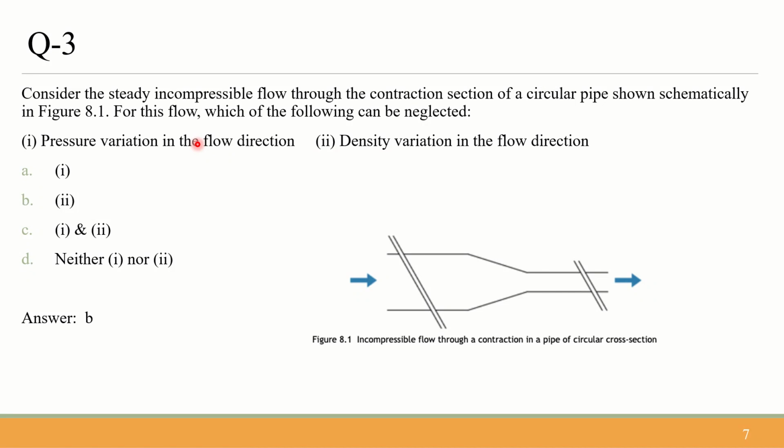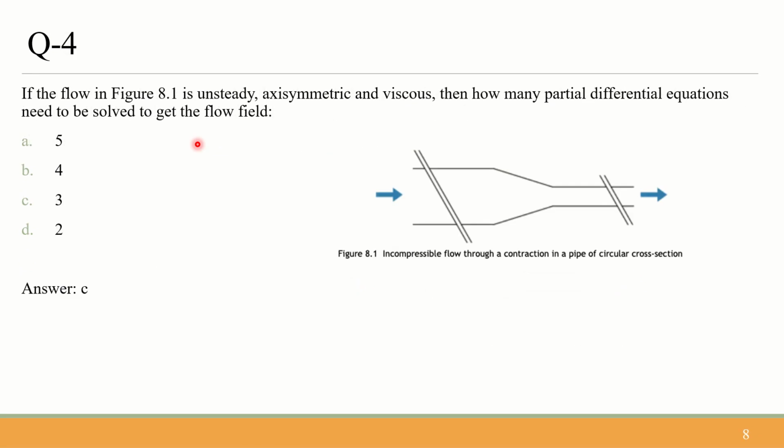Now let us move on to question 4. In question 4, it is asked that if the flow in figure 8.1 is unsteady, axisymmetric and viscous, then how many partial differential equations need to be solved to get the flow field? So what is asked? The figure is the same, again we are dealing with figure 8.1, but here it is an unsteady problem, an axisymmetric problem and a viscous problem.